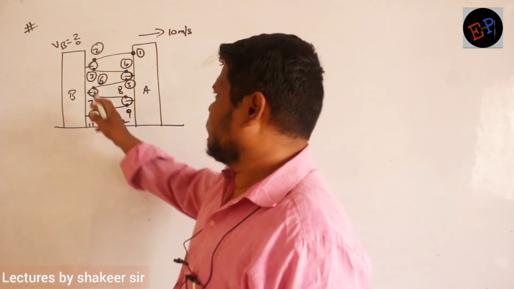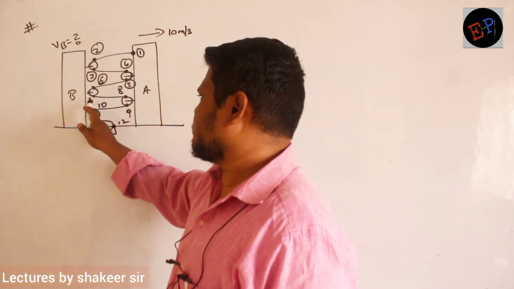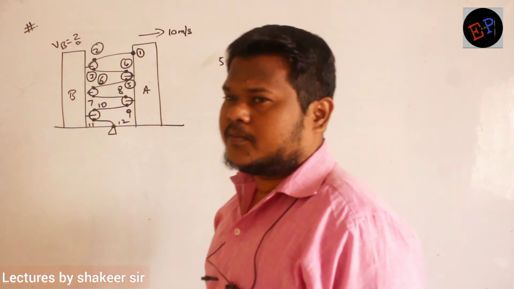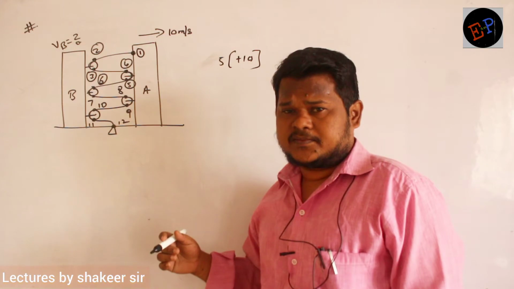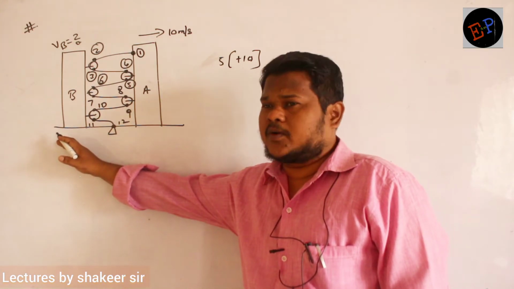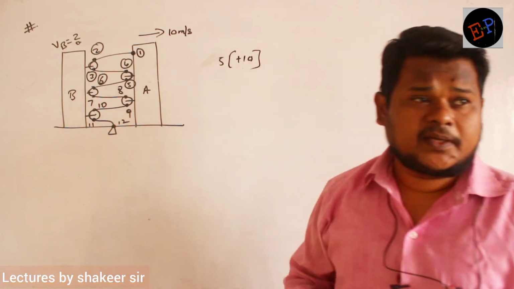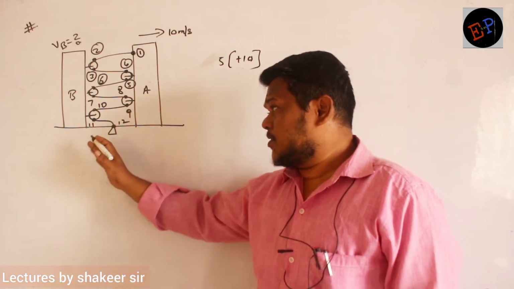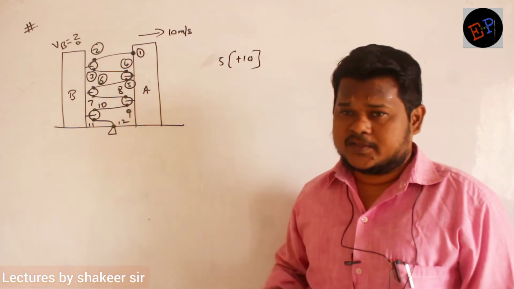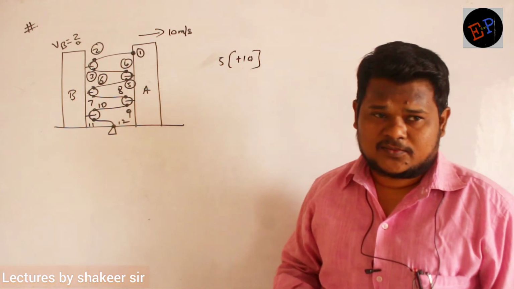Next, coming to 2, 3, 6, 7, 10, 11. What about them? Their velocity is nothing but the velocity of block B. And what is the velocity of block B? I don't know, that's what I have to calculate, no? So is block B moving backwards or frontwards? That also I don't know.